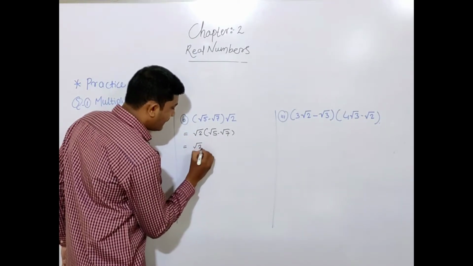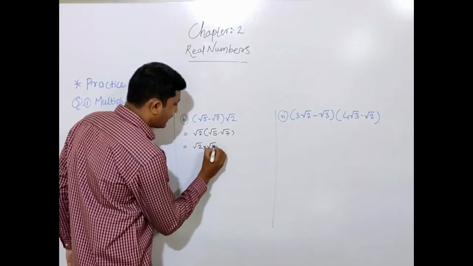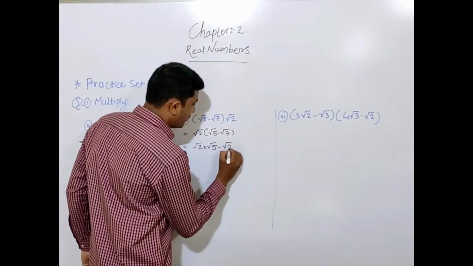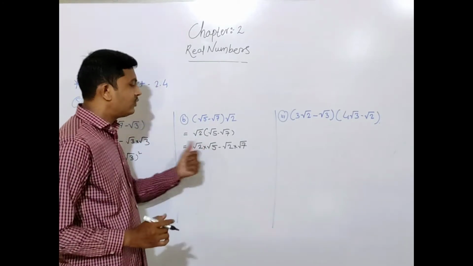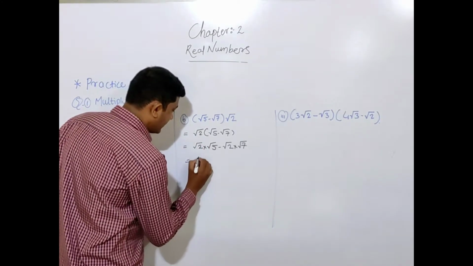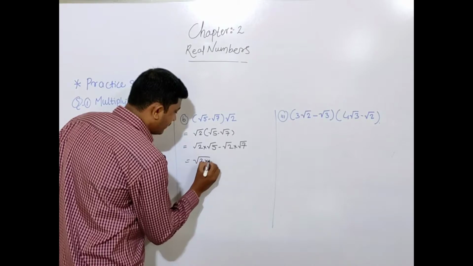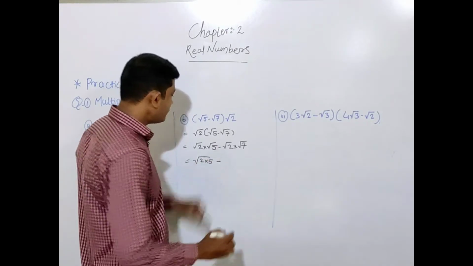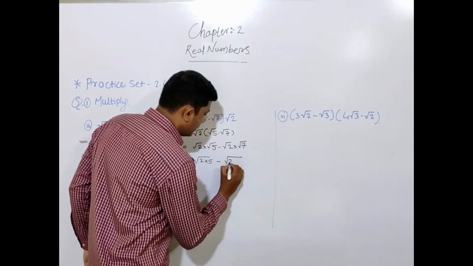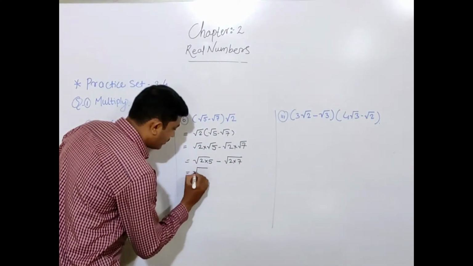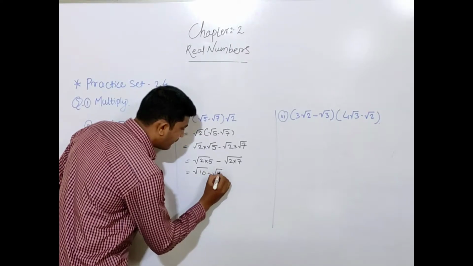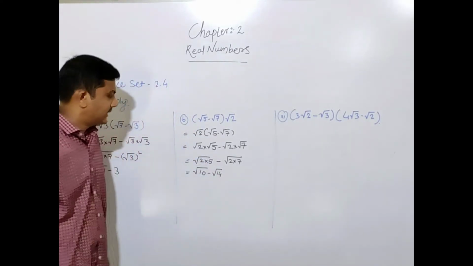Now root of 2 multiplied by root of 5 minus root of 2 multiplied by root of 7. Now root of 5 into root of 2, what will we get? It is root of 2 into 5, minus, same here, root of 2 into 7. So square root of 10 minus square root of 14 is the answer.